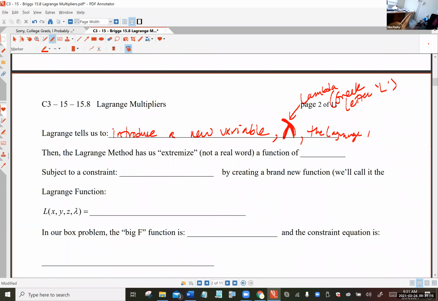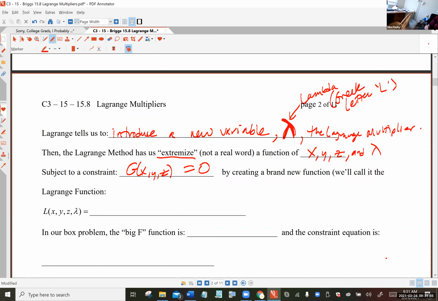What the heck? We're going to have a fourth variable now? This sounds really complicated. Okay, so the way that Dr. Vallone is going to have us do Lagrange is where we're going to extremize, not a real word, but optimize essentially, a function of x, y, z, and lambda. So 4 variables. Subject to the constraint, and the constraint is typically called G, and usually you want to get it into that general representation of a level surface where everything's on one side and 0 on the other.